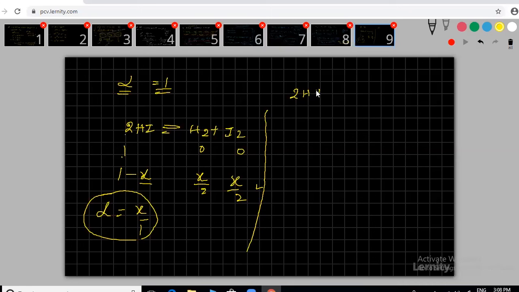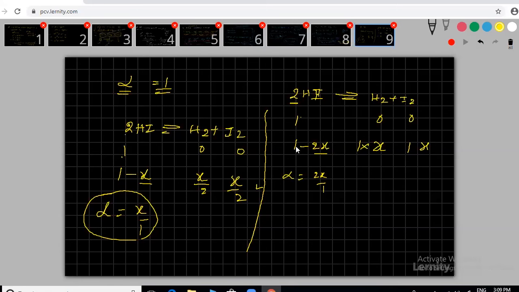2HI gives H2 plus I2. I can take here 2HI as 1 mole, 0, 0, and 1 minus 2x. Whatever is in front of that, first write x into that coefficient. Here x into the coefficient, how much, sir? 1. Here also write x into 1. Clear? So alpha equals 2x by 1, the degree of dissociation by 1.